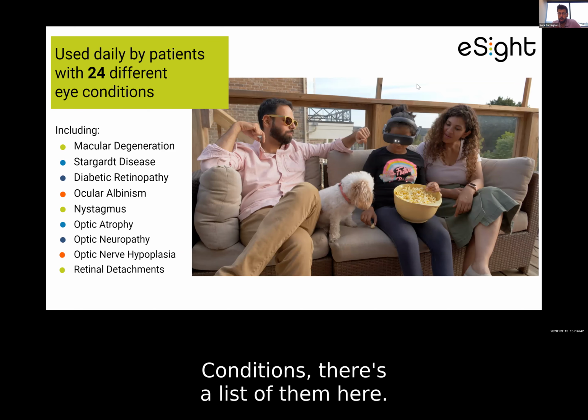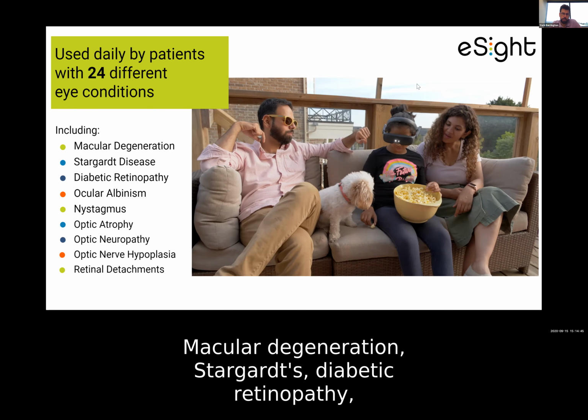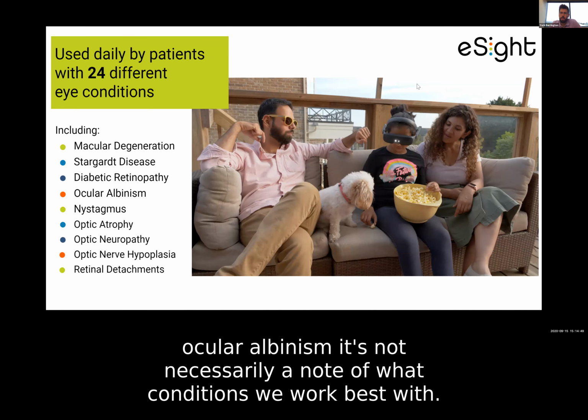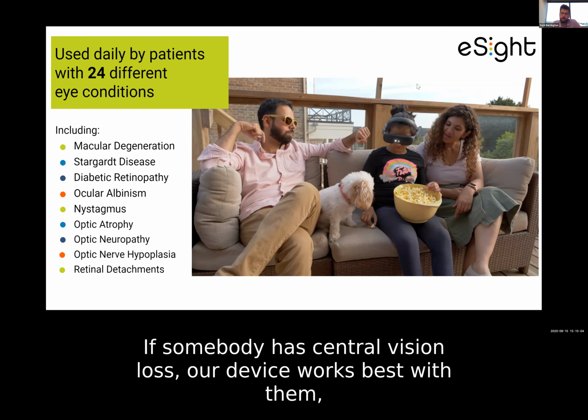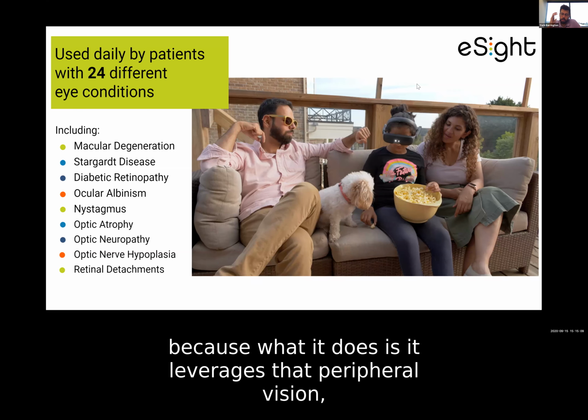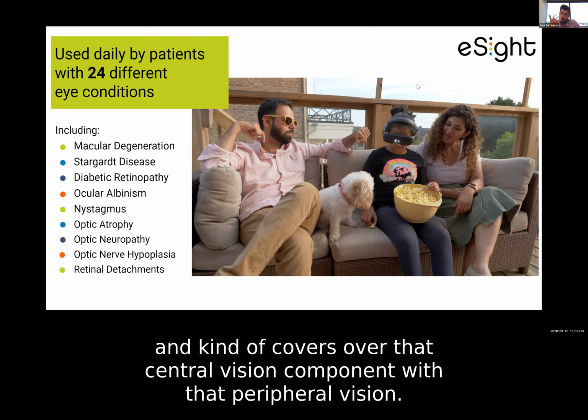Conditions, there's a list of them here: macular degeneration, Stargardt's, diabetic retinopathy, ocular albinism. It's not necessarily a note of what conditions we work best with. It's really about the fact that central vision loss is where we work best. If somebody has central vision loss, our device works best with them because what it does is it leverages that peripheral vision and covers over that central vision component with that peripheral vision.